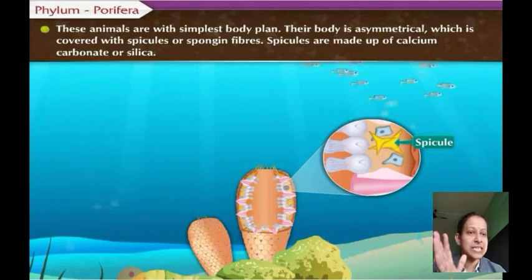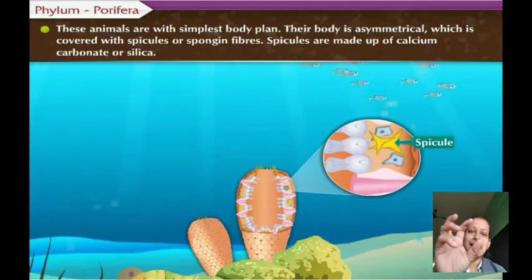Their body is asymmetrical. You learnt this when we were studying the different criteria, that poriferans are asymmetrical. That means you cannot cut them into equal halves. That is why they are called asymmetrical animals, covered with spicules or spongin fibers. That means they have certain fibers. These fibers are called spicules or spongin fibers, which are mostly made up of calcium carbonate.